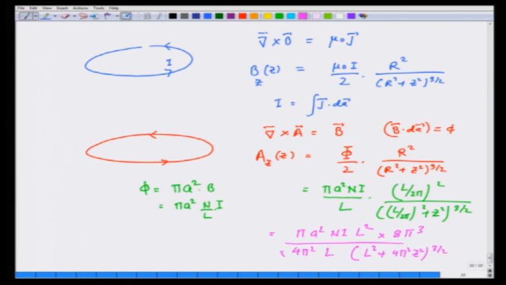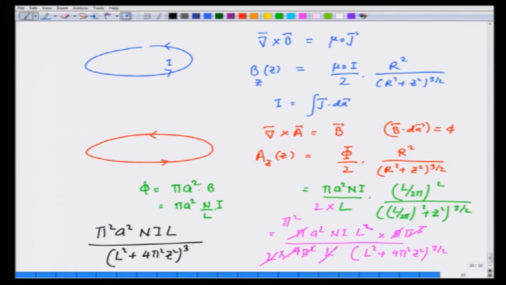And there is a factor of 2 here. So, this 8 cancels, pi square cancels with this and I get a pi square, this L cancels with L. So, the final answer that we get here is pi square A square n I L over L square plus 4 pi square z square raised to 3 by 2. And I think then therefore, I am missing a factor of pi square in the answers that we gave in the assignment.